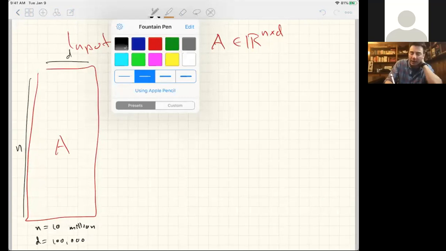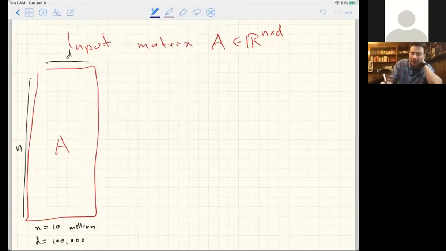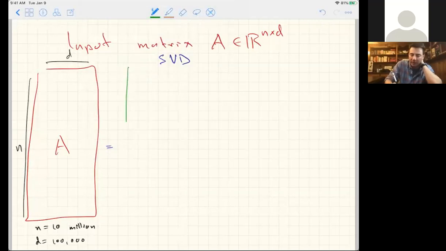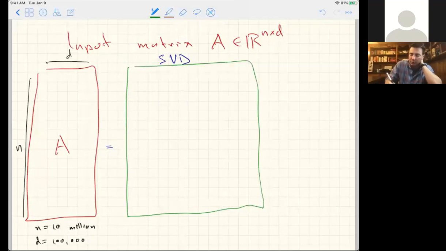To analyze this, we talked about this technique called the SVD, the singular value decomposition, and what this does is break down the matrix into a product of 3 matrices. The first one, I drew this too big, these are supposed to be square, the same size. This is U.